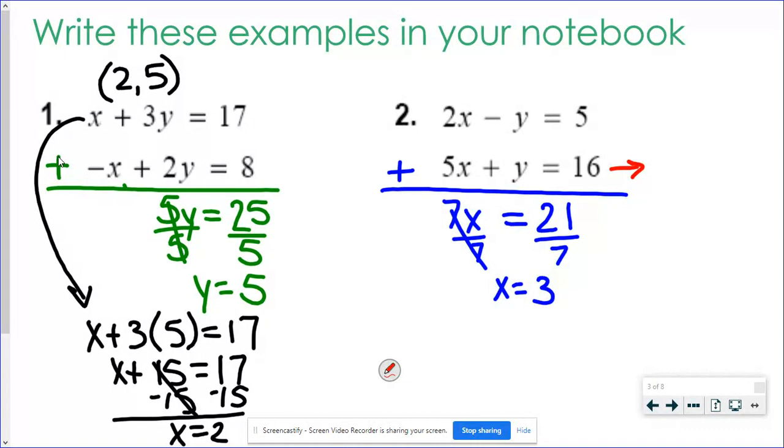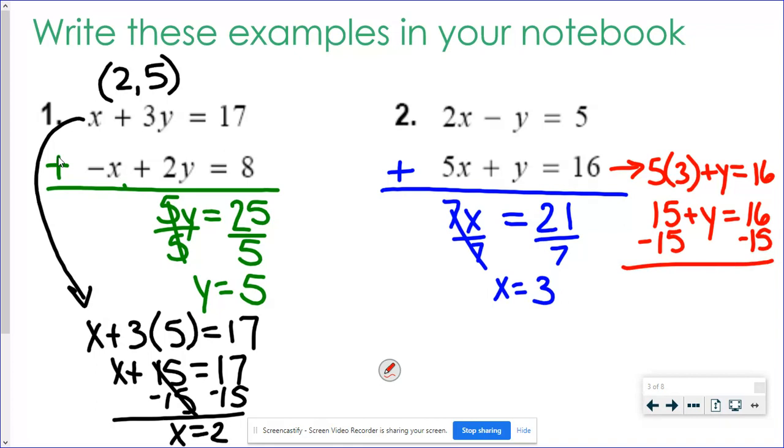If I'm looking for y, I want to use it where the y is going to be the easiest to find. So I would say 5 times, instead of x, I'm going to put in a 3, plus y equals 16. Well, that's just 15 plus y equals 16. And again, in your head, you should be able to decide 15 plus what number gives you 16. It's going to be 1. So my ordered pair would be 3, 1.